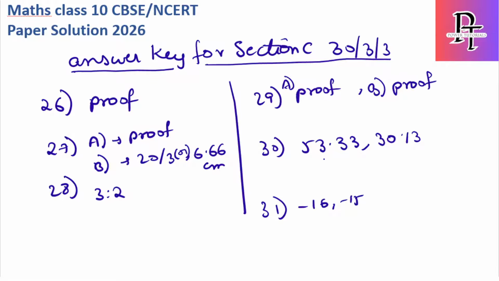And 30th question, we have a perimeter and an area. Perimeter is 53.33 centimeters and area is 30.13 centimeters square of area of sector. And the last one, that is to find two consecutive negative integers. The sum of squares is equal to 481. The answer is this one, which is minus 16 comma minus 15.